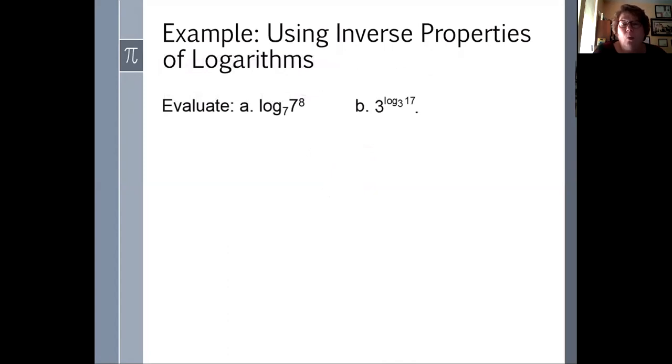Okay, so then what's the log base 7 of 7 to the 8th? According to my first basic inverse property of logarithms, that is just equal to 8. Because what do I raise 7 to get 7 to the 8th? Well, 8. And what's 3 to the log base 3 of 17? If this base matches the base of the logarithm, then this is just equal to 17.